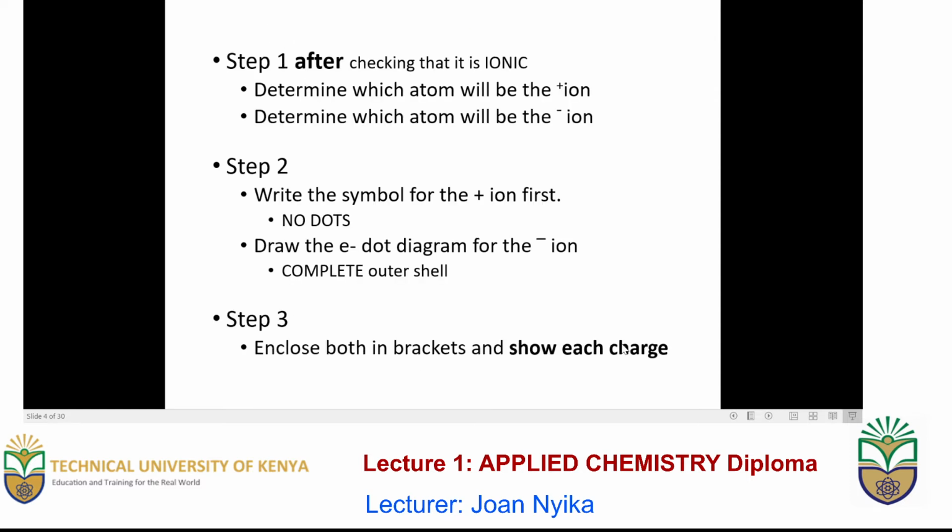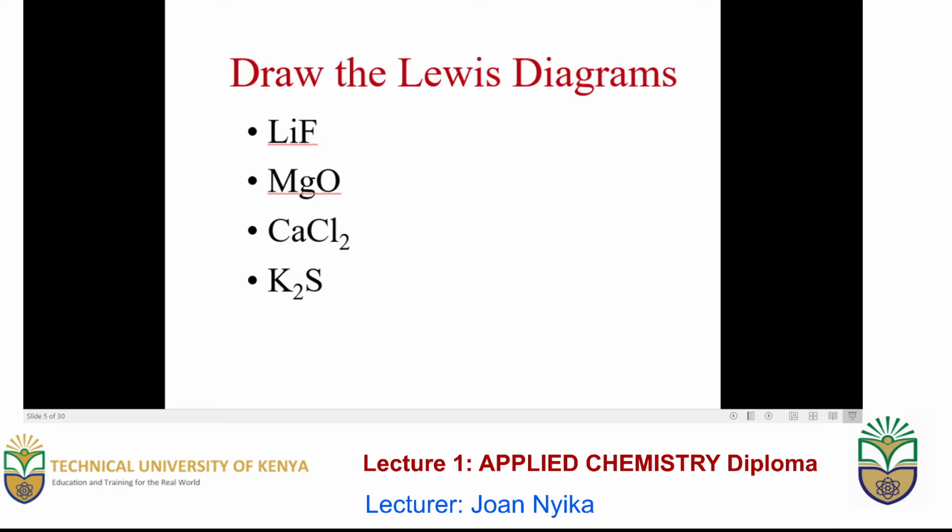After having learned that, I would like you, during your free time, to draw the Lewis diagrams of lithium fluoride, magnesium oxide, calcium chloride, and potassium sulfide. Remember, the drill is that you have to look for them from the periodic table to identify how many valence electrons they have in their outermost shell, and what is remaining or what can be transferred so that they can gain their octet or duet state in the case of hydrogen and helium.